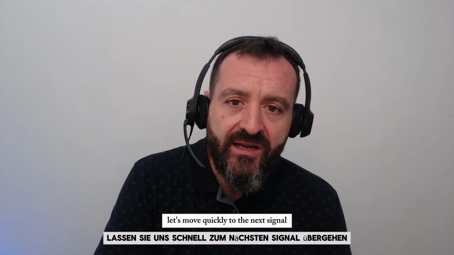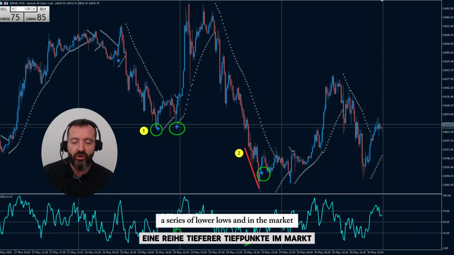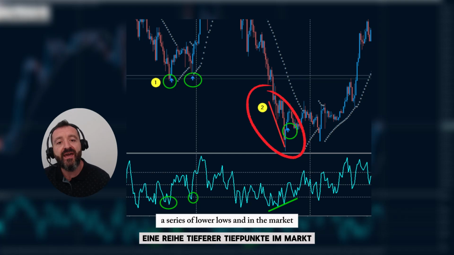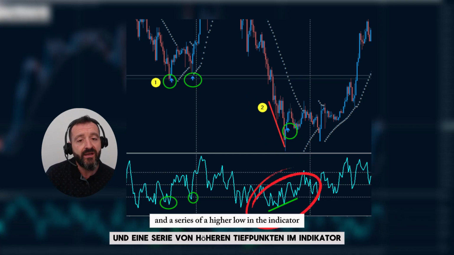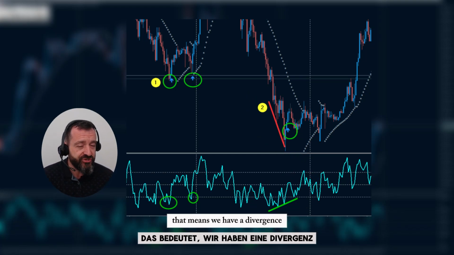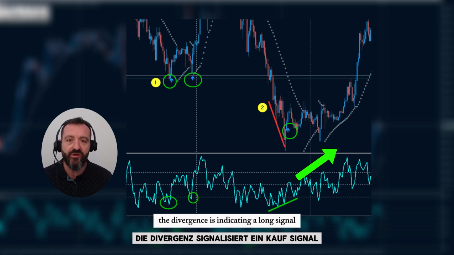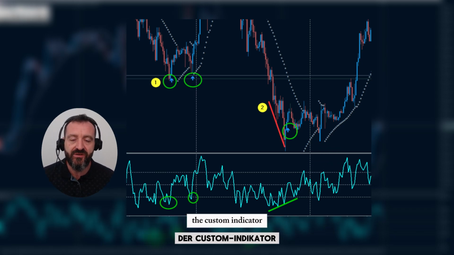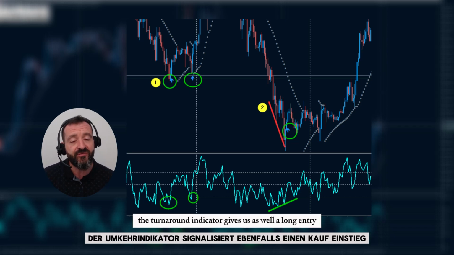Let's move quickly to the next signal. You see here again the series of lower lows in the market and the series of a higher low in the indicator. That means we have a divergence. The divergence is indicating a long signal. And guess what? Yes, the custom indicator, the turnaround indicator, gives us as well a long entry.